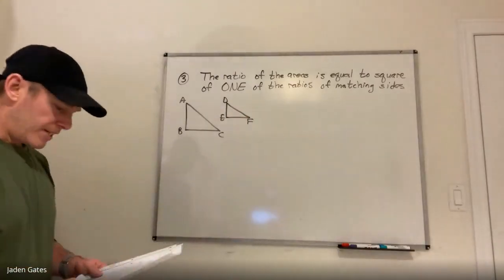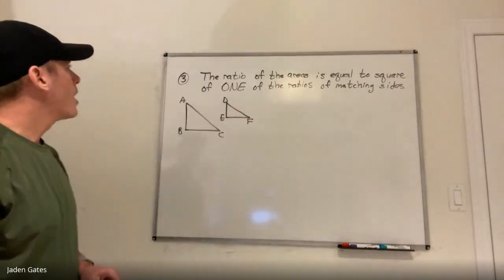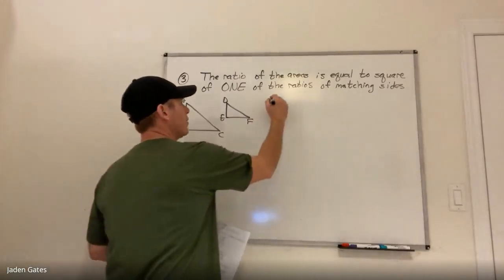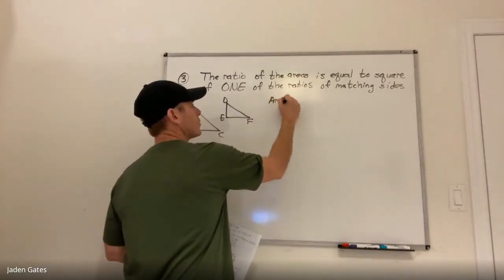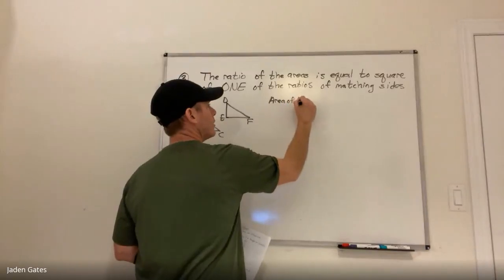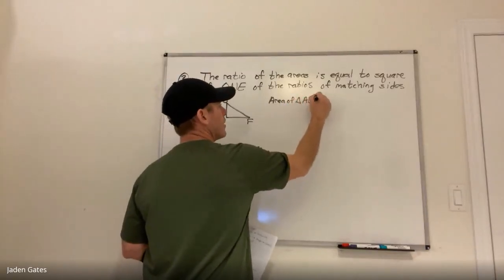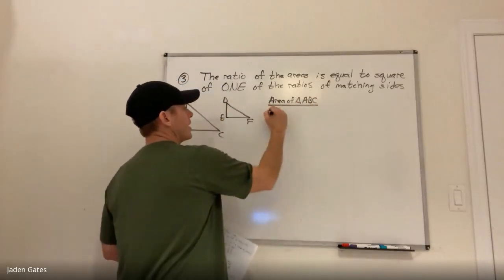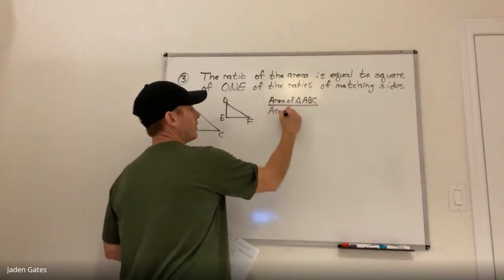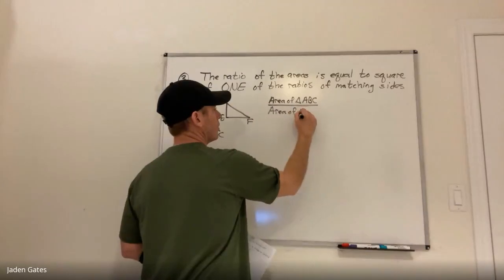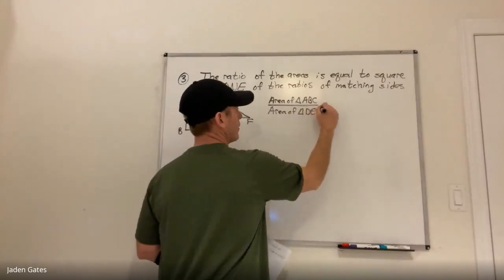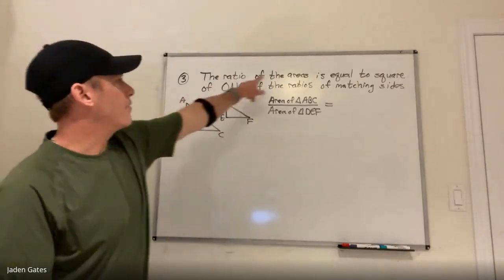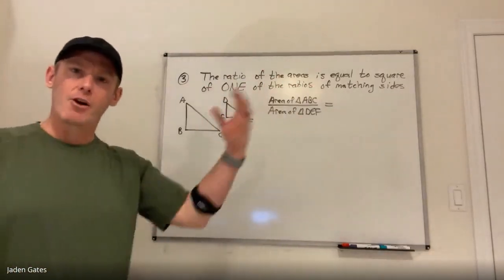All right, now if I take the ratio of the areas, so I'm going to take the area of the big triangle, area of triangle ABC. Because I'm doing a ratio fraction, I'm going to do divided by the area of triangle DEF. So that is the ratio of the areas, right? Take the big area divided by the little area.